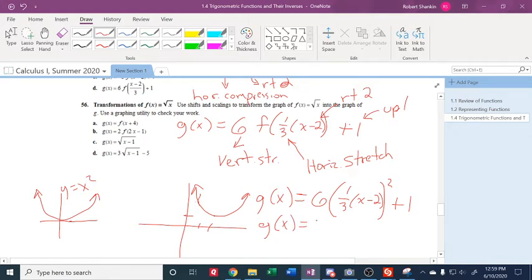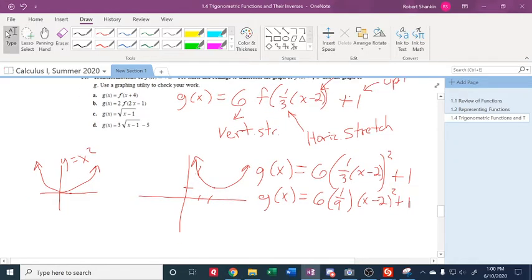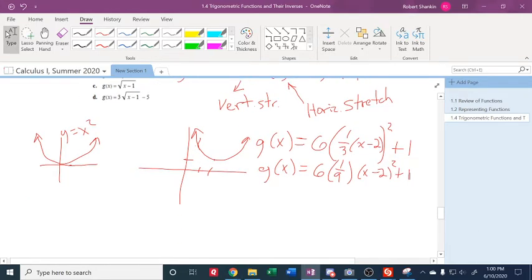When you square the 1/3, you're going to get 1/9. So it's a very good question, Kylie. And then the 6 over the 9 reduces to 2/3.